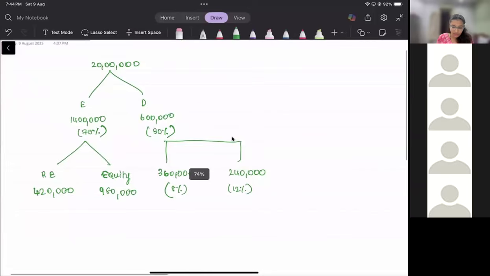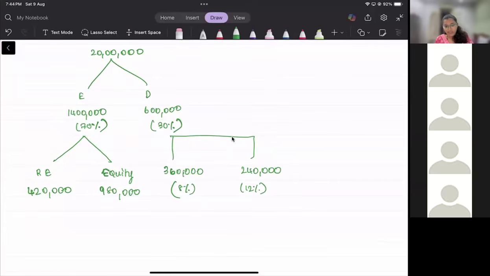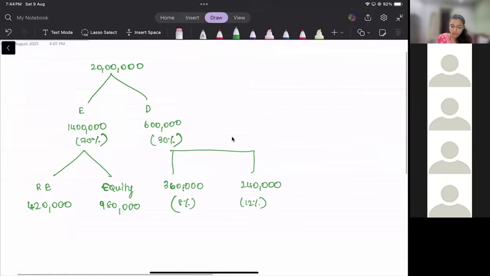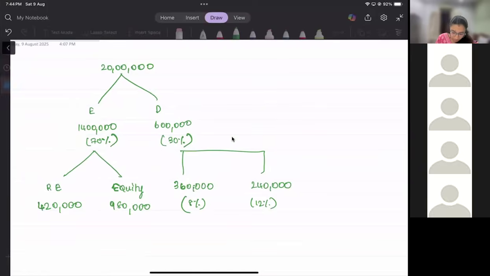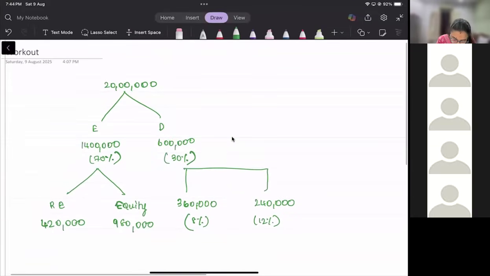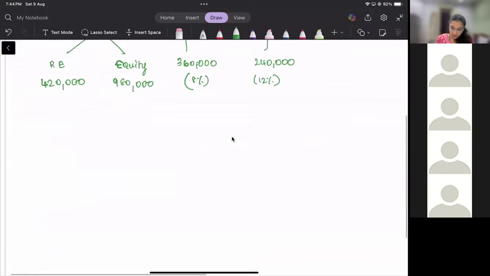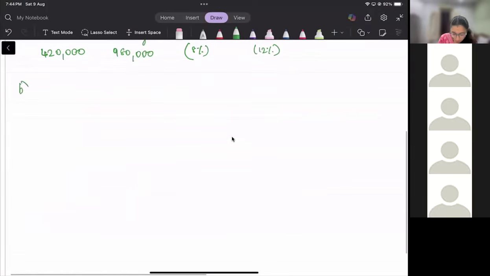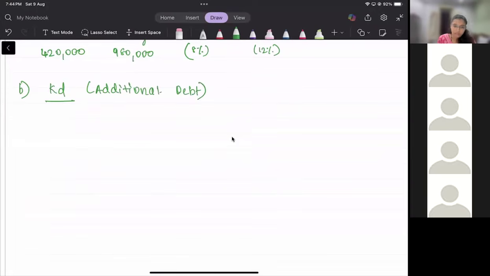So this is the first question they have asked: what is the pattern of raising additional finance? What you have to do is present the same thing in a tabular form. I have done it in a chart form. You have to present it in a tabular form. Clear? So this was the first question, pattern of raising additional finance. What was the next question? They have asked for KD of additional debt. Okay. So what is the formula for KD?